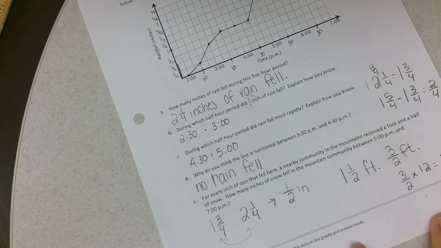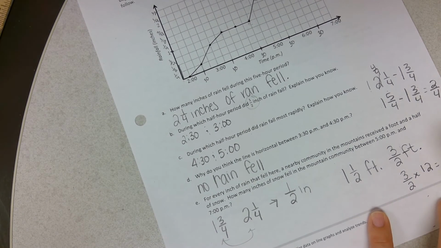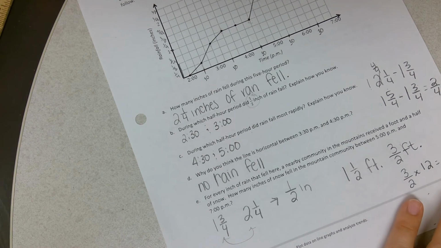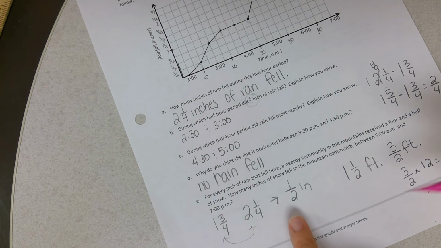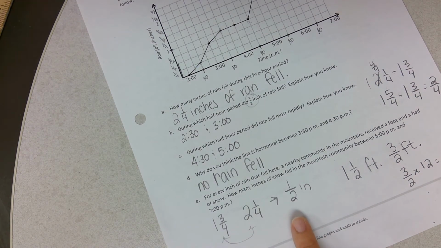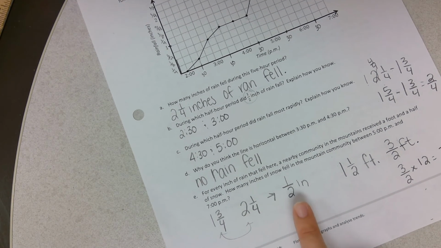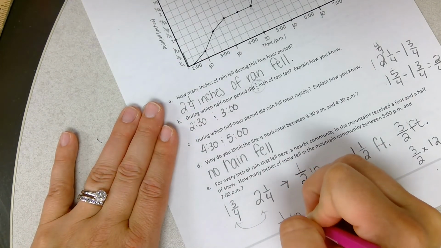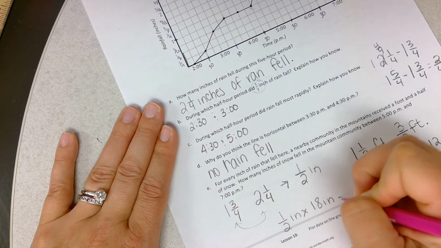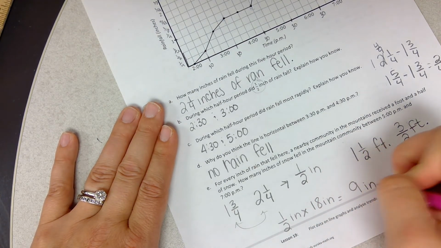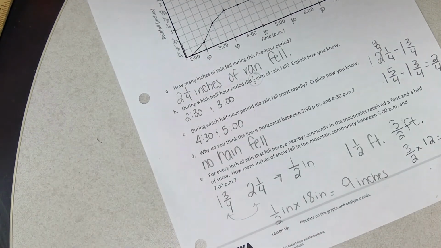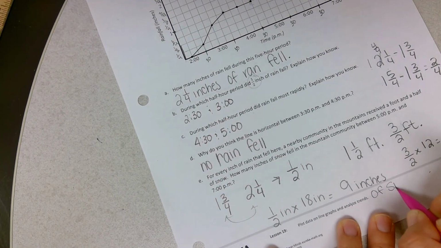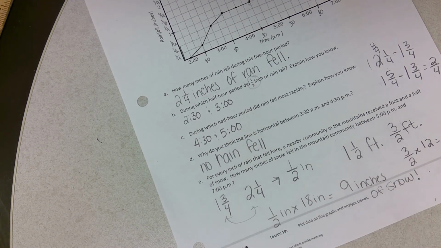And I will turn that into a mixed number. So 36 divided by 2 is 18. And so now I know that it had 18 inches of snow for every inch of rain. I want to know how many inches would end up falling in the snow. So I'm going to multiply that 1/2 inch by 18 inches. And in the mountain, they get 9 inches of snow instead of 1/2 inch of rain. Okay, so a lot of conversion, but it is something I know that you guys can do.